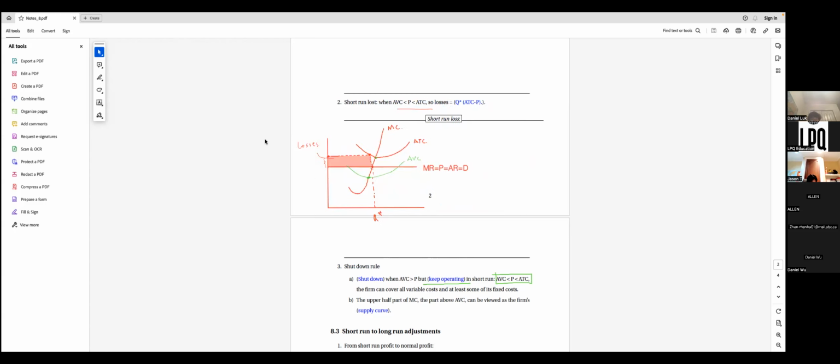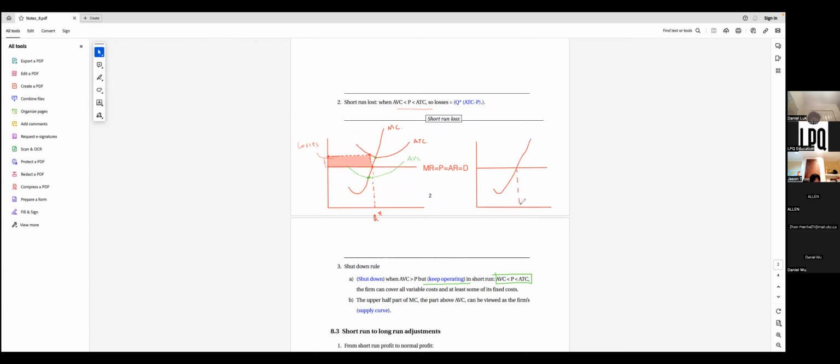Okay, but let's add another graph. If a graph looks like this, if even AVC is greater than price, you should shut down your business immediately. You should shut down your business right away. Okay, this is a demand curve. Let's add MC.